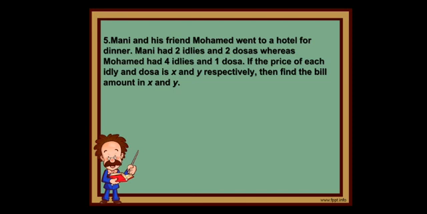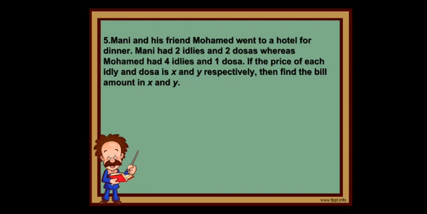See this. Mani and his friend Muhammad went to a hotel for dinner. So Mani had 2 idlis and 2 dosas, whereas Muhammad had 4 idlis and 1 dosa. If the price of each idli and dosa is x and y respectively, then find the bill amount in x and y. They are telling the price of an idli is x rupees and the price of a dosa is y rupees. So the price of 1 idli is x rupees and the price of 1 dosa is y rupees.